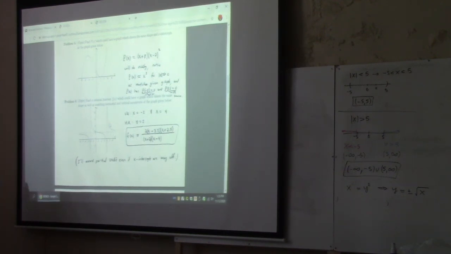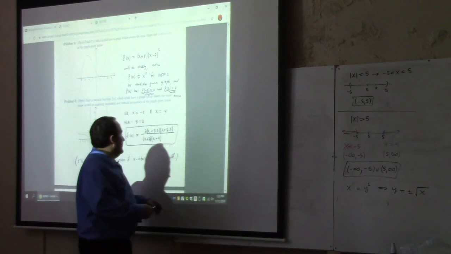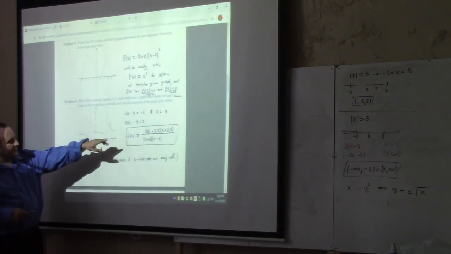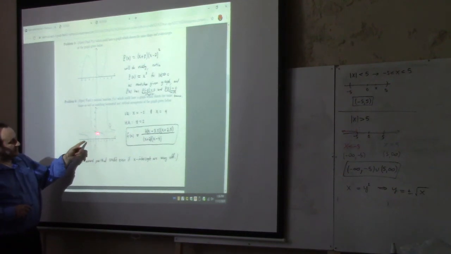If you just told me there's a vertical asymptote at minus 2 and at 4, and there's a horizontal asymptote at 2, I think I gave you half credit. Right? There's a problem like that in the homework. But anyway, this will pretty well reproduce this here.